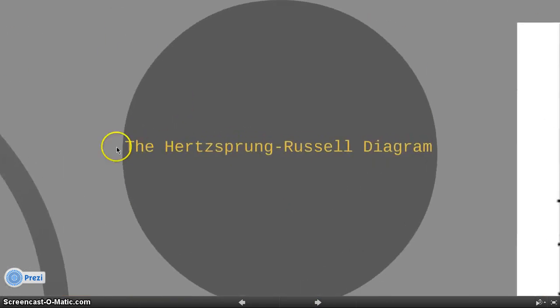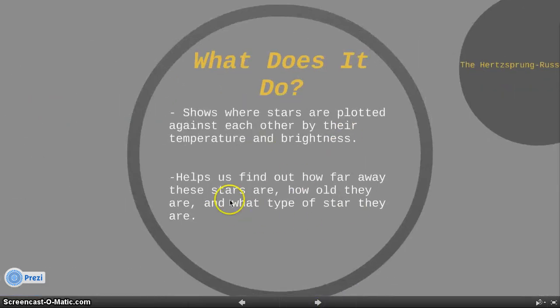So we're going to be starting with the Hertzsprung-Russell diagram. It's fundamental to what we're going to be doing, and it puts us all on a level playing field when I start this presentation. So what does the Hertzsprung-Russell diagram do? It shows stars plotted against each other by temperature and brightness, and it also helps us find out how far away these stars are, how old they are, and what type of star they are.